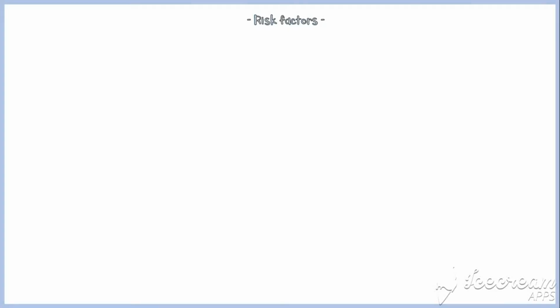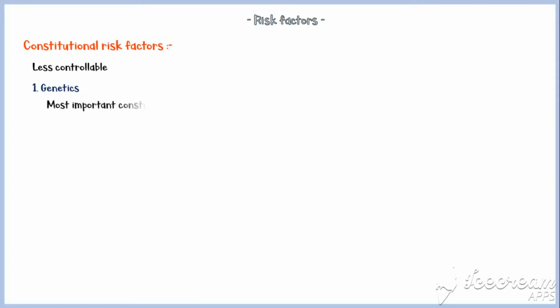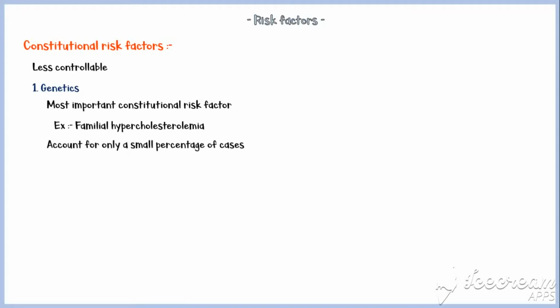Certain risk factors are associated with the development of atherosclerotic plaques. Some of them are not modifiable. These are referred to as constitutional risk factors. They are less controllable. Genetics is the most important constitutional risk factor. Certain inherited disorders are strongly associated with atherosclerosis. Familial hypercholesterolemia is an example. However, these disorders account for only a small percentage of atherosclerosis cases.